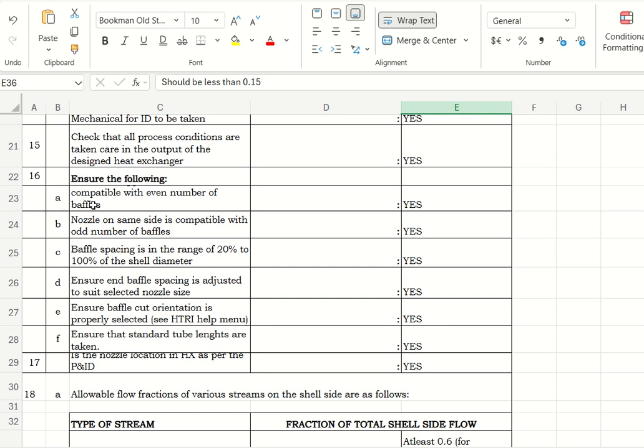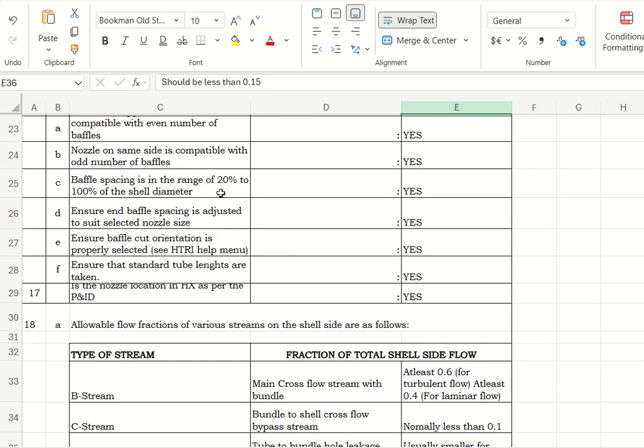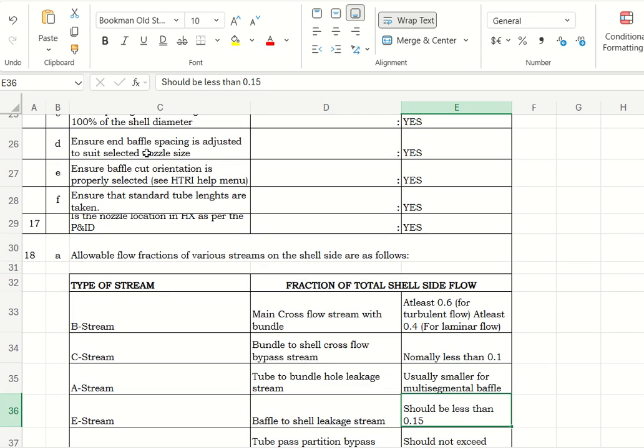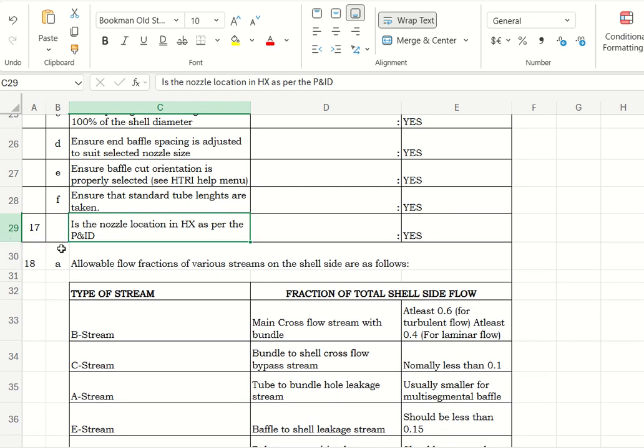Ensure the following: nozzles on opposite sides are compatible with an even number of baffles, and nozzles on the same side are compatible with an odd number of baffles. Baffle spacing should be in the range of 20% to 100% of the shell diameter. Ensure that inlet baffle spacing is adjusted to suit the selected nozzle size. Ensure baffle cut orientation is properly selected. See the help menu. Ensure that standard tube lengths are taken, and the nozzle location in the heat exchanger should match the actual nozzle location per the pipe IDs.